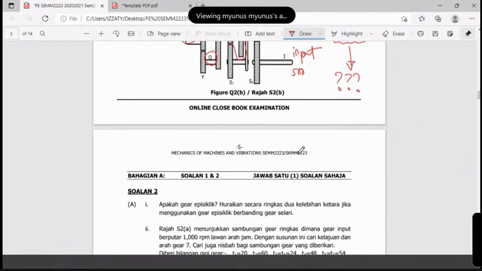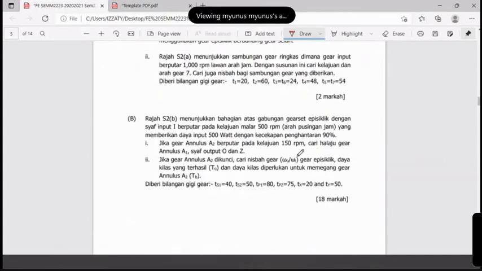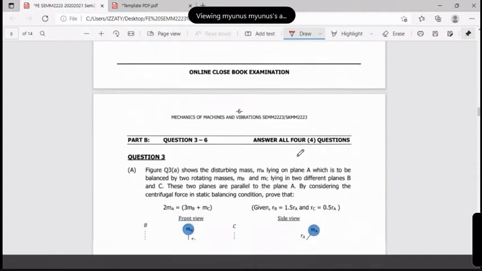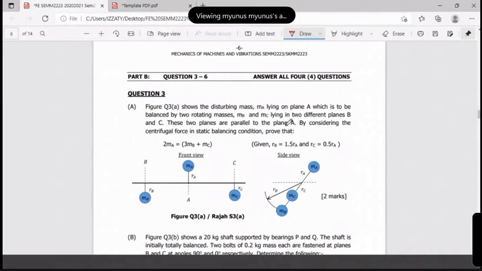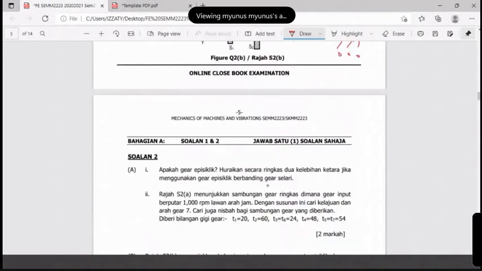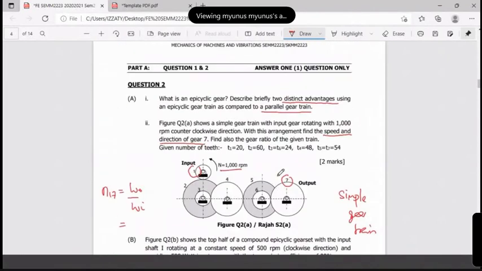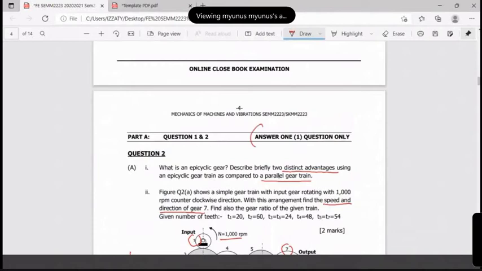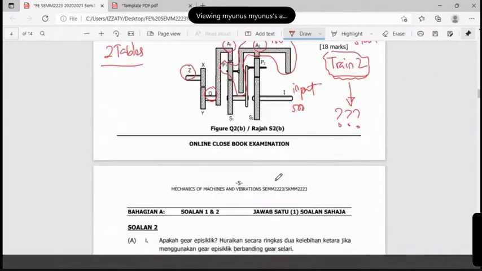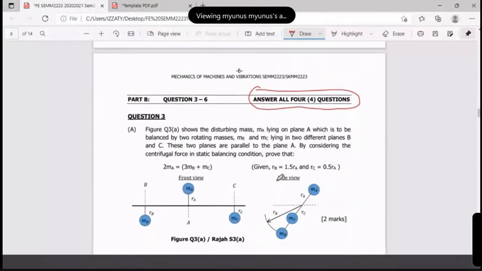So now we move to this one. Question number 3. Look at the answer all questions. Just now it was choose one question only, but this one, answer all 4 questions.